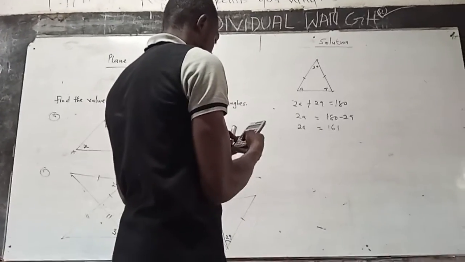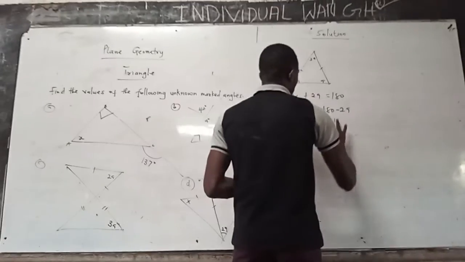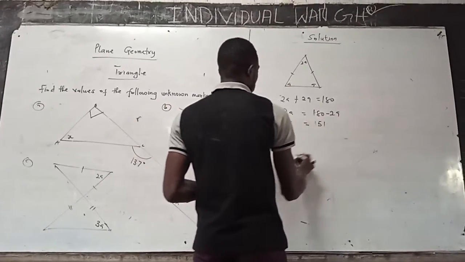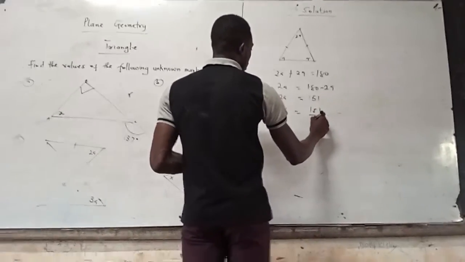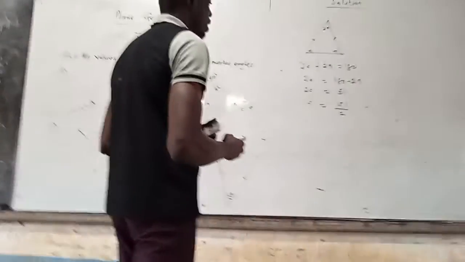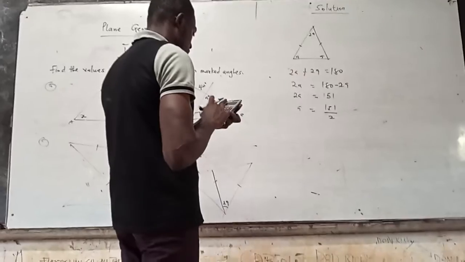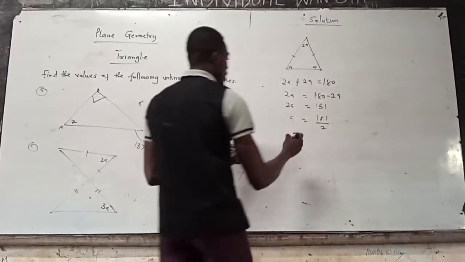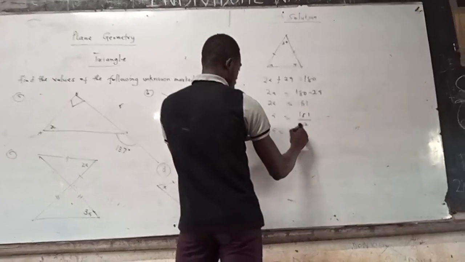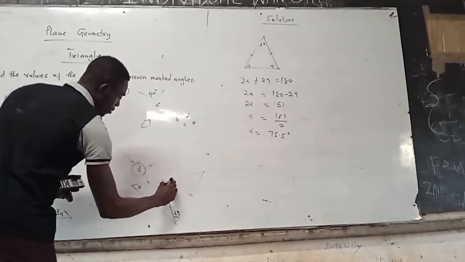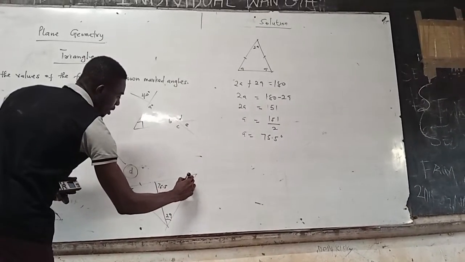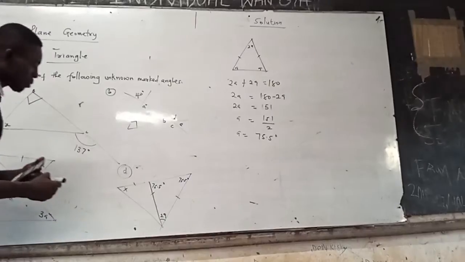So now 180. Okay, so it's going to be 151. So we have it. So if you want to find A, 151 divided by what? 2. That is going to produce the A. So if you find A divided by 2, so it means that A is going to be 75.5 degrees. So that is going to be like that. So here is 75.5. So we have this like this.